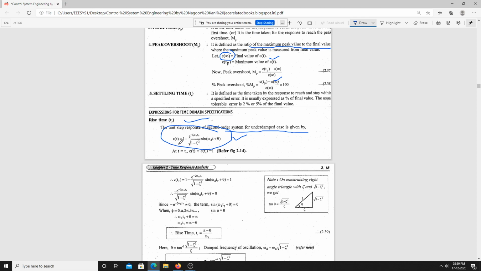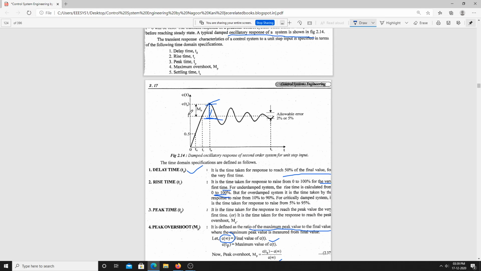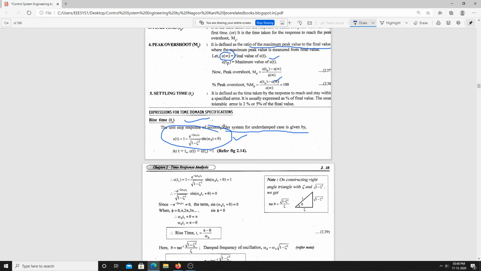Is it clear? Now here I am supposed to find out the rise time. So I am redefining the time t equal to tr, and c of t equals c of tr. The final value here is 1. Is it clear? So now I am supposed to find out the expression for the rise time. So c of tr equals 1 minus e power minus zeta omega n tr by under root 1 minus zeta square, sine of omega d tr plus theta, equals 1. This is nothing but the final value.